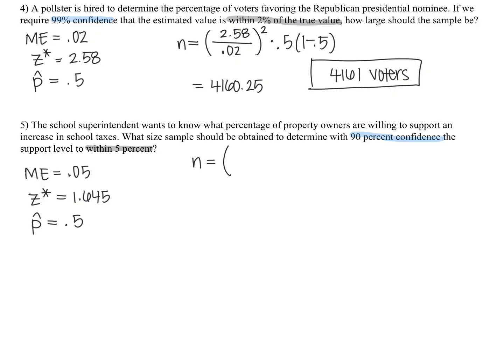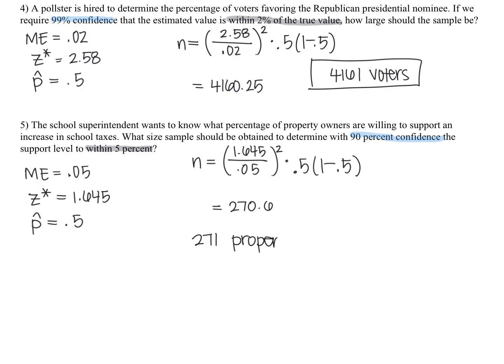So n equals 1.645 over 0.05 squared, and then times 0.5 times 1 minus 0.5, which is 270.6, which rounds up to 271 property owners.